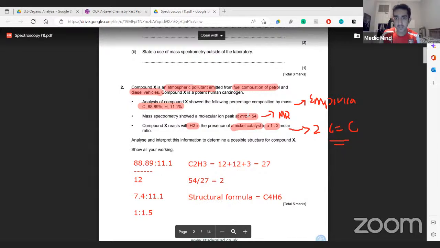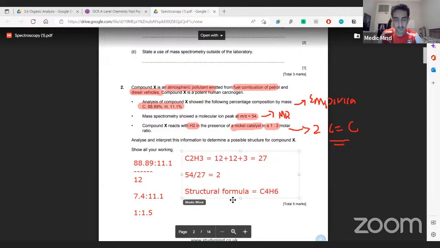Where did the 12 come from? Yeah, the 12 is the atomic mass of carbon. So again, if you want to find out about calculating empirical formulae, I've done that in a previous lesson. If you go back over the recordings, there is that content on calculating empirical formulae. But the structural formula is C4H6. Now, I've been asked to explain why the 1 to 2 molar ratio tells me that there are 2 double bonds. Basically, this reaction is hydrogenation.